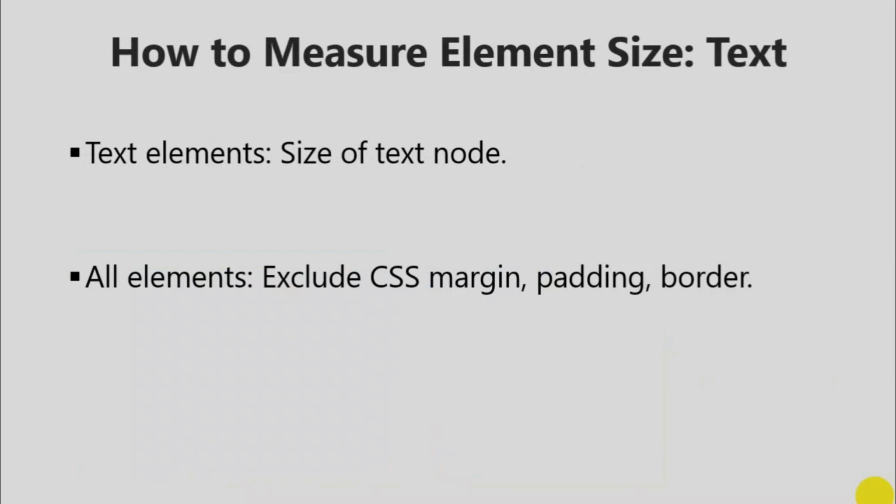Now, when it comes to text elements, the process is a bit different. For text elements, we don't consider the entire space they occupy. Instead, we focus solely on the size of their text node, which is essentially the smallest rectangle that encompasses all the text within the element. But here is something important to note. For all elements, including text, we don't include any margin, padding, or border set through CSS in the LCP measurement. These aspects are excluded, focusing especially on the content itself.